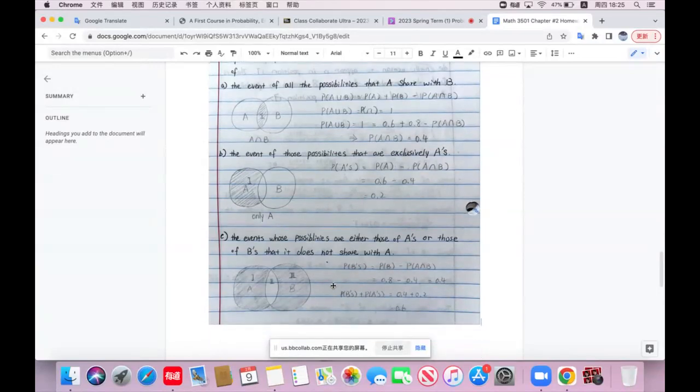Then C, the events whose possibilities are either those of exclusively A or those of exclusively B that do not share with A. So in this question, we need to find the probability of part 1, which is the exclusively A part, and the third part, which is the B part that does not share with A. Part 1 is what we found in part B, which is equal to 0.2, and the probability of the third part is similar to what we did on part B, which is P(B) minus P(A intersection B), equal to 0.4. Then we just add those two together. We will get the final answer.